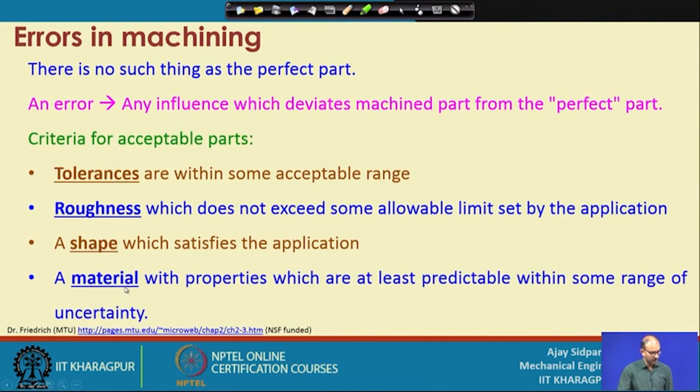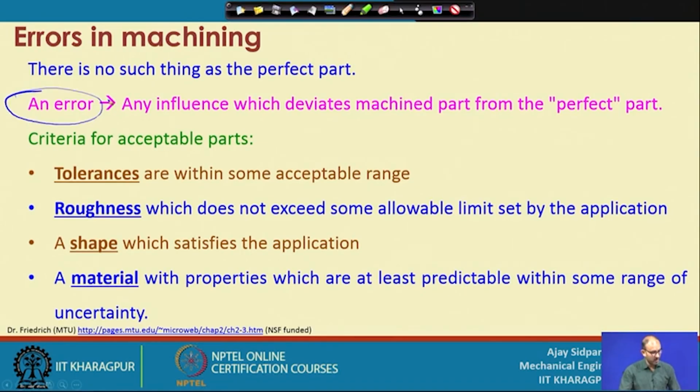And material also plays an important role, because sometimes you want a particular material property by making a functional material. Then you have to understand that the part is acceptable if the properties are predictable within some range of uncertainty. So, if whatever property you have got from this particular fabrication of material is predictable, or whatever you want, and is within some range of uncertainty, then you can accept the part. So, what we understand from this slide, first thing, is that you cannot avoid error.